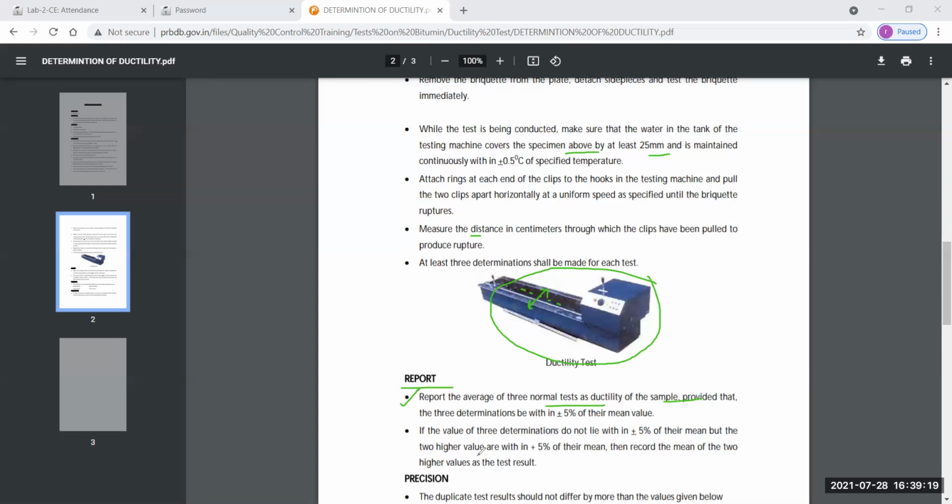Next, the plate on which the molds are placed shall be perfectly flat and level so that the bottom surface of the mold touches it throughout.